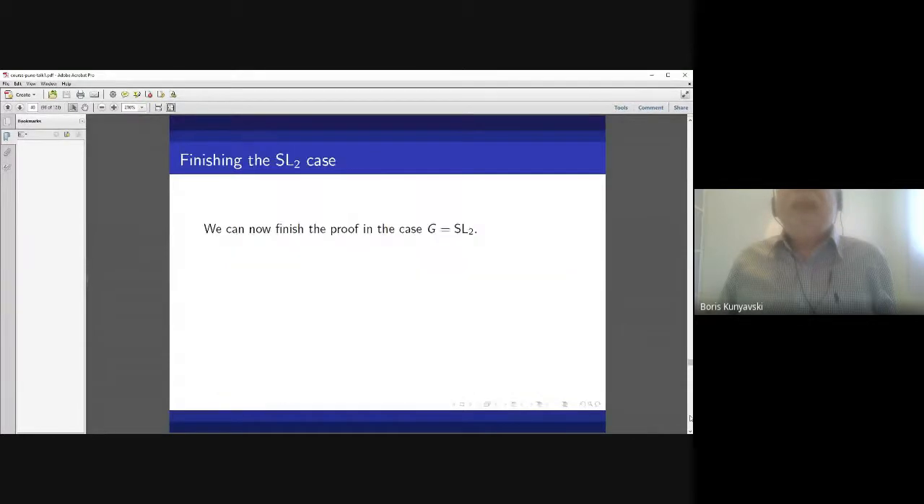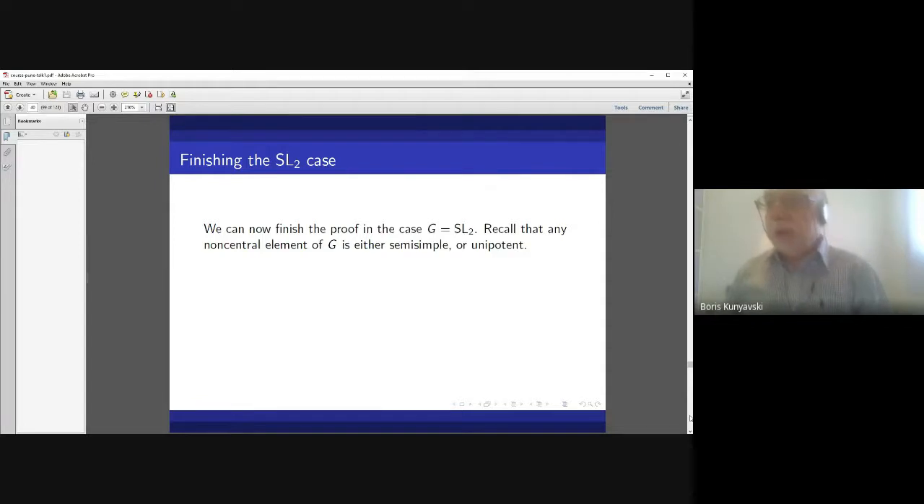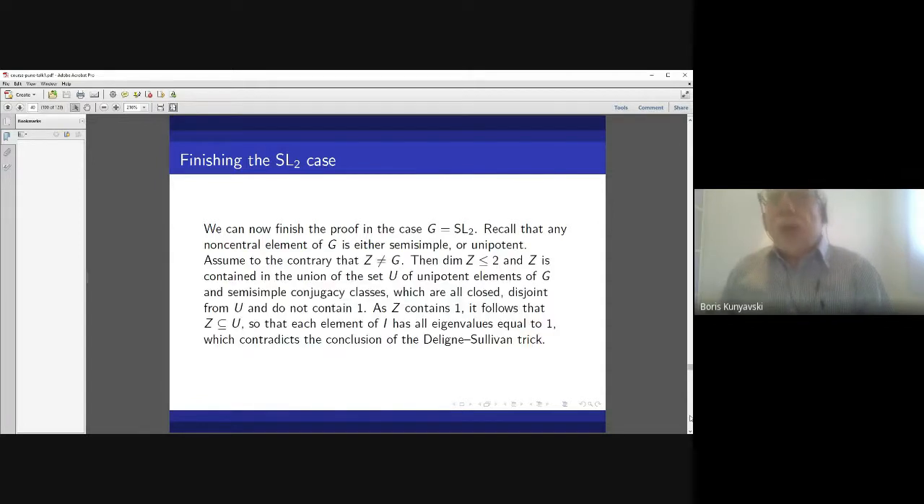Okay? And it allows us to finish the proof in the case SL2. So I recall to you once again that any non-central element is either semi-simple or unipotent. Just use Jordan decomposition if you wish. Then assume to the contrary that the closure of the image is not equal to the whole G. The dimension of G is 3, so the dimension of Z is at most 2. So where does it lie? It lies in the union of the set of all unipotent elements and some semi-simple conjugacy classes. Now, another basic fact from the theory of algebraic groups is that semi-simple conjugacy classes are all closed. Then, of course, they are disjoint from U.